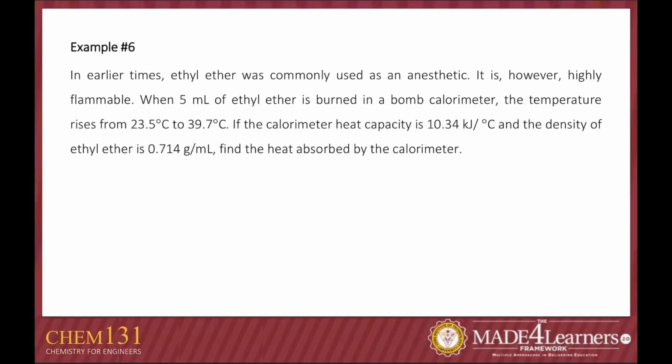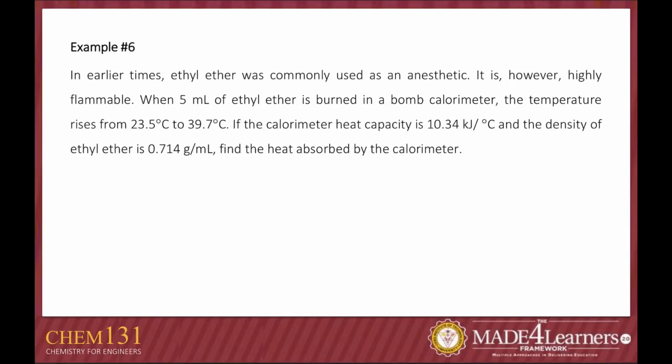Example number 6. In earlier times, ethyl ether was commonly used as an anesthetic. It is, however, highly flammable. When 5 milliliters of ethyl ether is burned in a bomb calorimeter, the temperature rises from 23.5 degrees Celsius to 39.7 degrees Celsius. If the calorimeter heat capacity is 10.34 kilojoules per degree Celsius and the density of ethyl ether is 0.714 grams per milliliter, find the heat absorbed by the calorimeter.